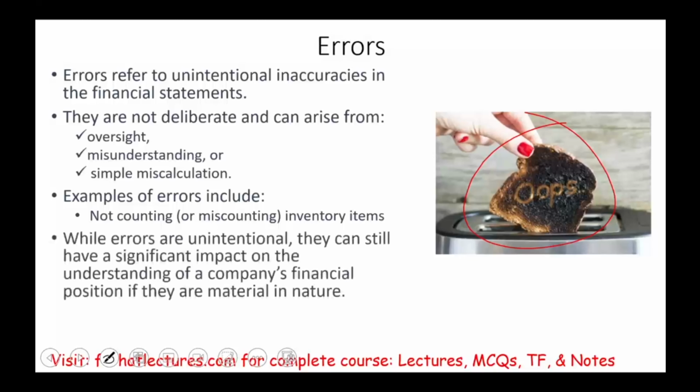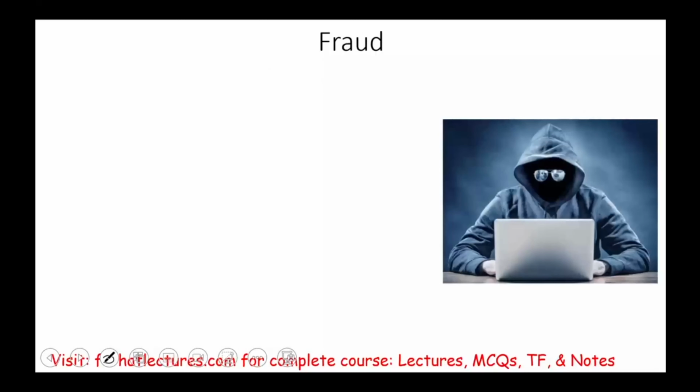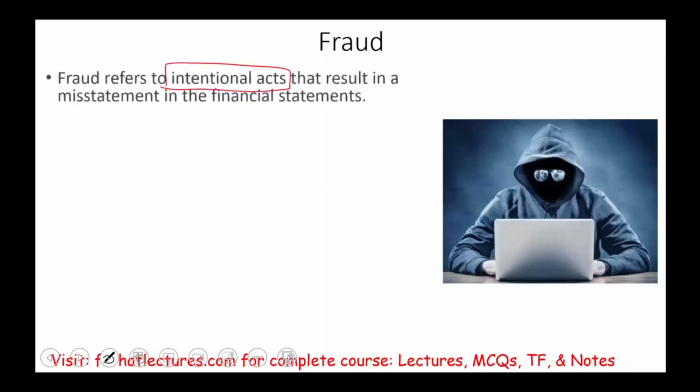While errors are unintentional, that's fine, they could still have a significant impact on understanding the company's financial position if they are material in nature. What do we need to know about errors? With errors, you make no effort to hide them. The person that commits the error will make no effort. And that's important because they can be easily found, in contrast to fraud. We're going to see what happens when we have fraud. So no effort to hide them. When it comes to fraud, fraud refers to intentional acts that result in a misstatement in the financial statements.